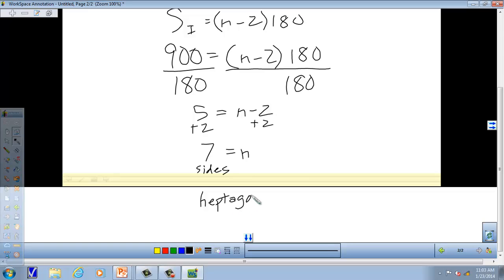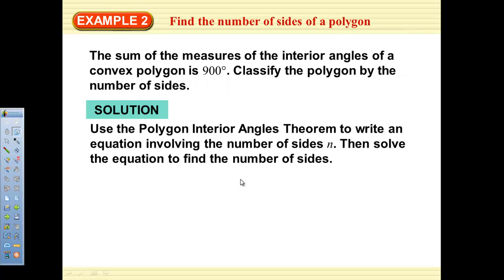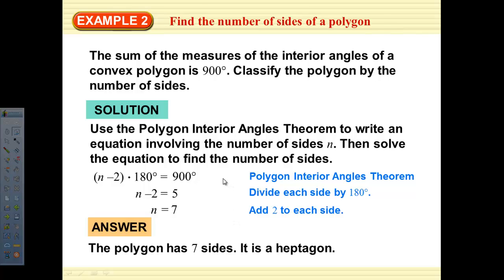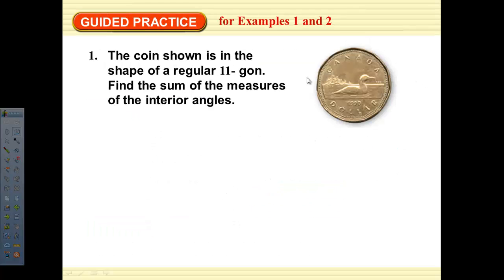Make sure you know the names of all the polygons from 3 sides up to 10 sides, and then 12 sides as well. Okay, if you want me to go over those in class, or Mr. Liu to go over those in class, let us know. So again, we're going to use the polygon interior angles theorem, but we're going to use it backwards. We divide both sides by 180. We add 2 to both sides. We get a heptagon.